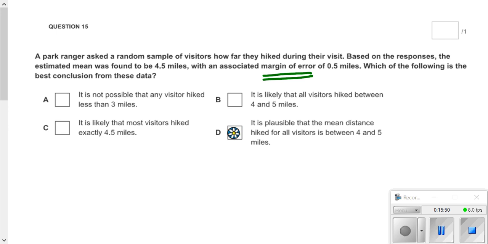So they have some data and they said, okay, the average length of a hike that people took was 4.5 miles.